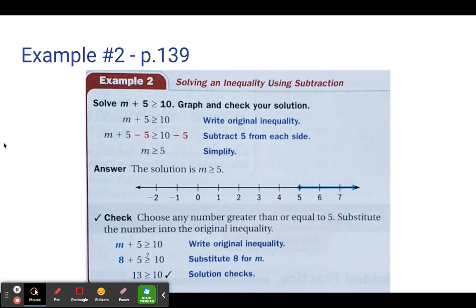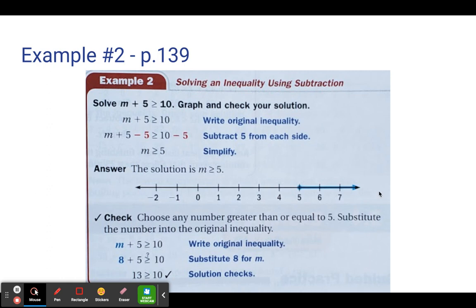So here's another example. m plus 5 is greater than or equal to 10. We know that we can cancel positive 5 by subtracting 5 on both sides. We end up with 5 minus 5 is 0, so that cancels out. 10 minus 5 is 5, so we have m is greater than or equal to 5.